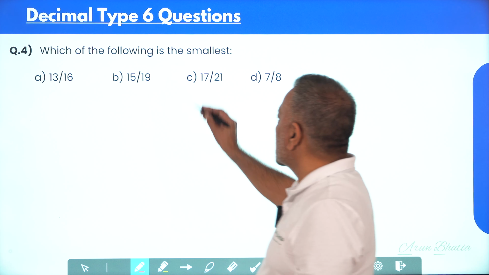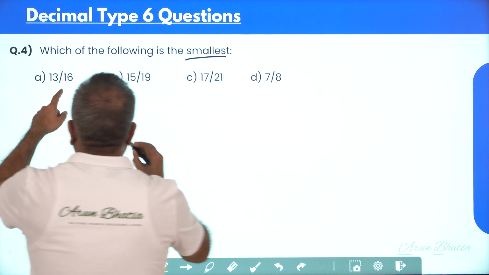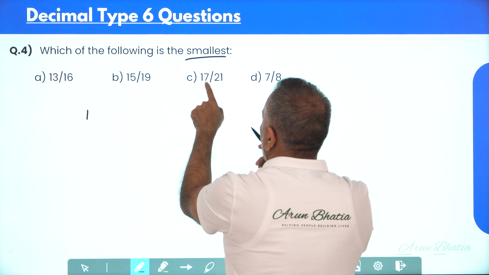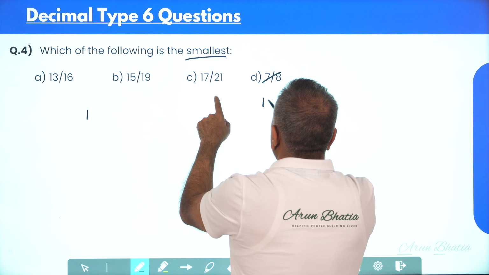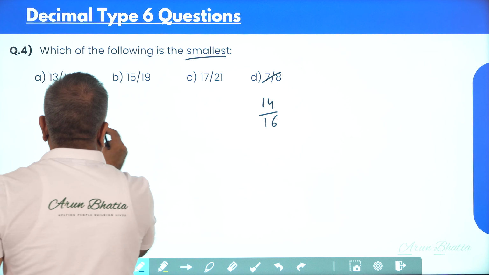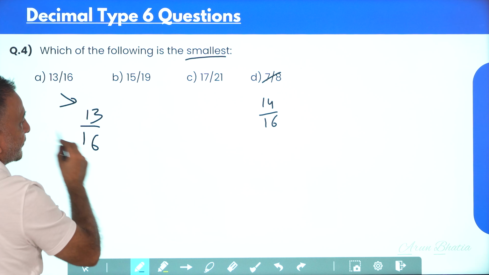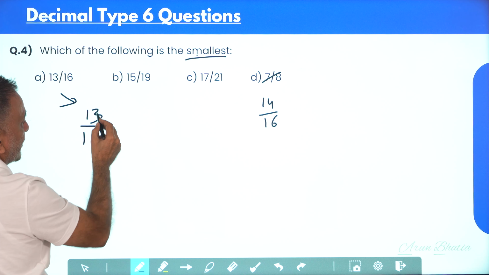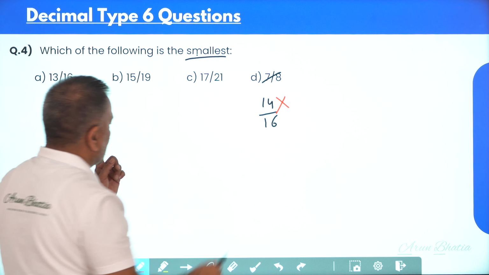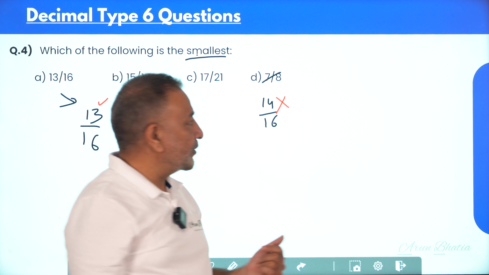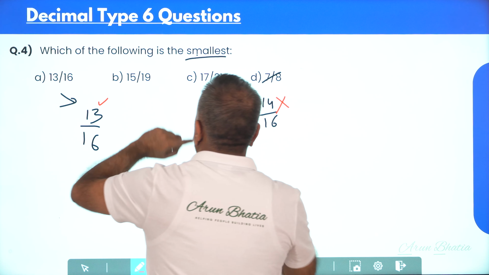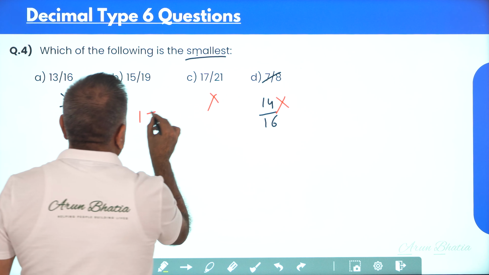This is the smallest fraction we need. I can put this as 14 upon 16 and this is 13 upon 16. We are looking for the smaller one. 13 is smaller, so this is there. Between these two, this is the smaller one. Clear? Now here, the difference is 4. We need smaller. 15 is smaller. This is not required. So we are left with these.